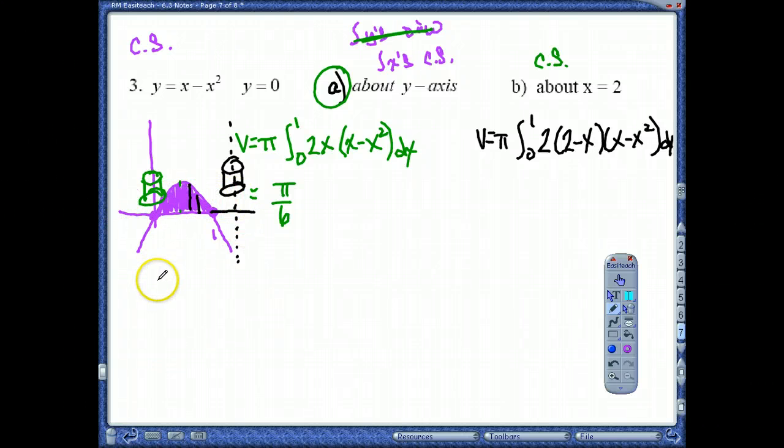So with cylindrical shells, what's going to change when you rotate about a different line is the radius, and you need to make sure that radius is positive. If your line is to the right of your area, it's going to be the line first, then your area. So when I put that in my calculator, I end up with pi over 2.